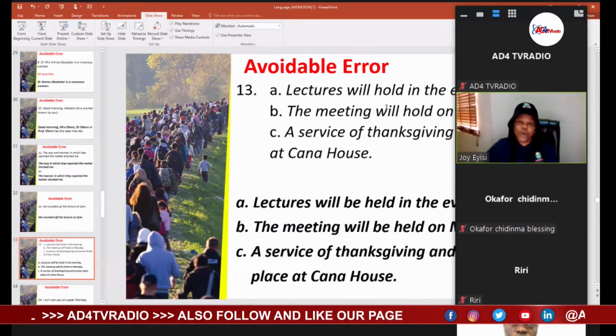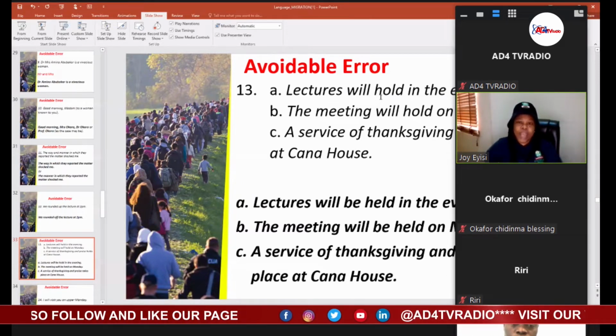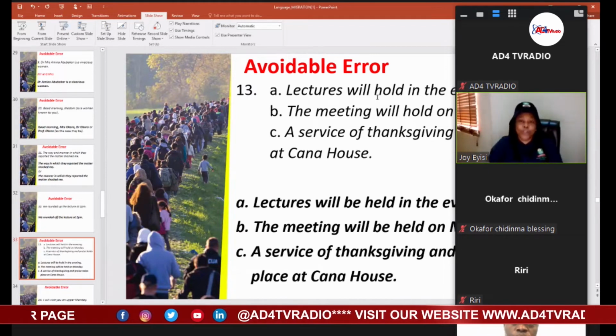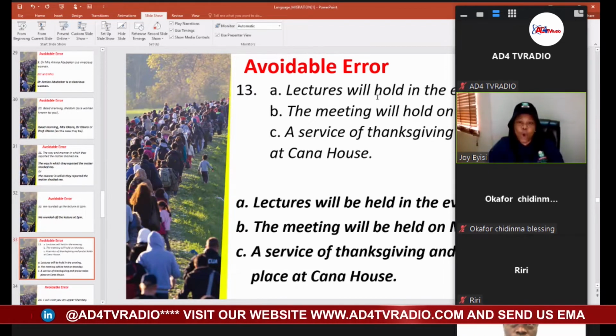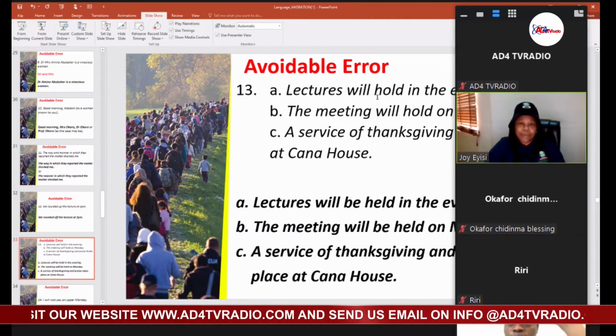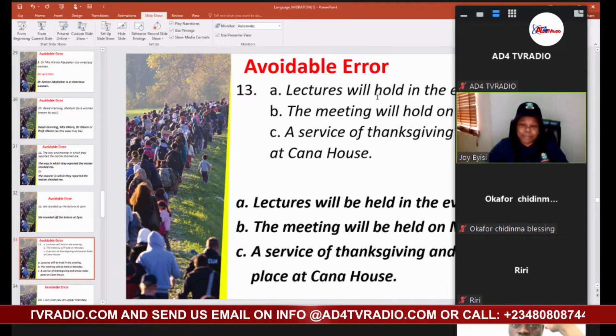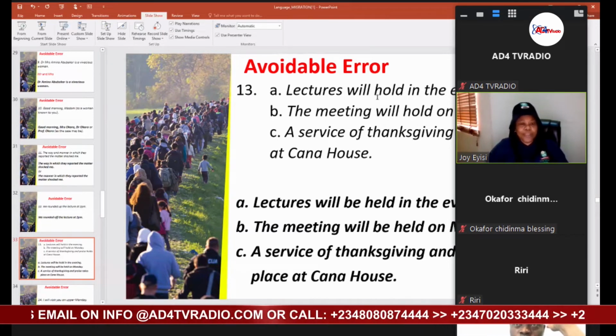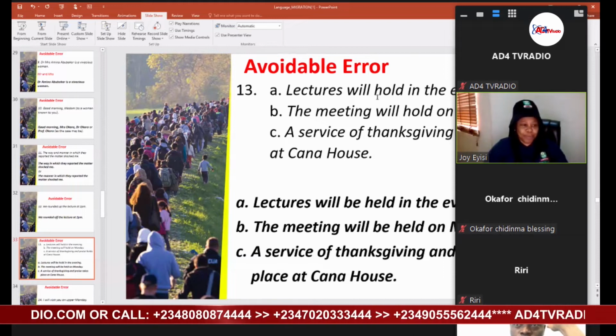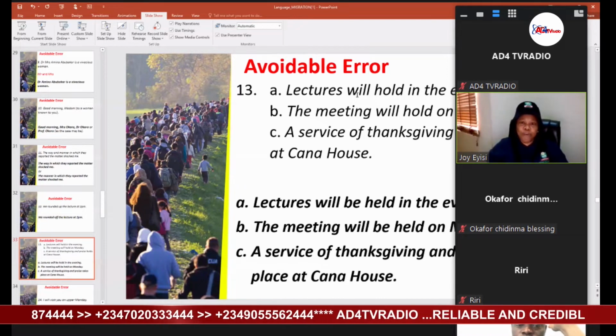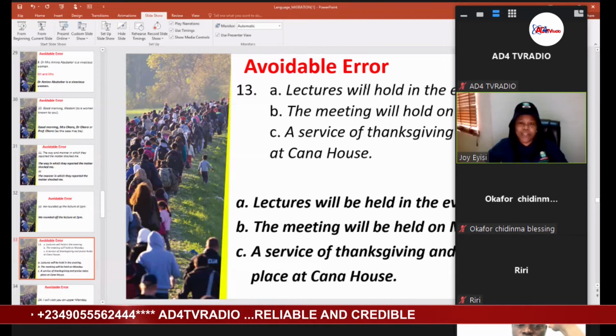The right thing we use in English is will be held. We are the people who will hold the meeting. We will hold the lecture, not the meeting holding. Or you can also say the meeting will take place. Avoid the use of meeting will hold, lecture will hold.